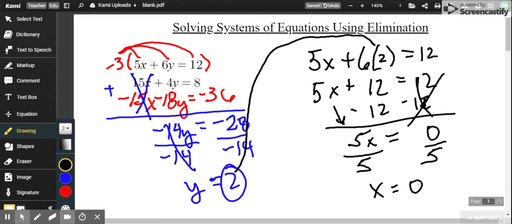Now remember, writing our final answer, it's always x comma y. So what is my x? My x is 0. And my y is a positive 2. Okay, let's look at this.